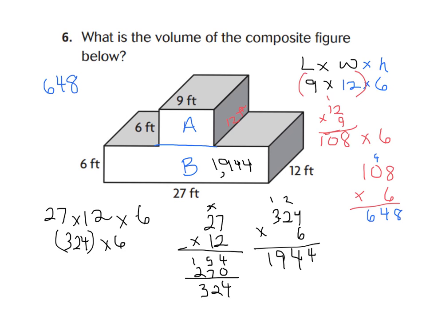Now remember, because we chose to do the method of adding our two partial volumes, 1,944 and 648, we can just add them together. And when you add them up, you should have 2,592. And this is going to be found in cubic feet.